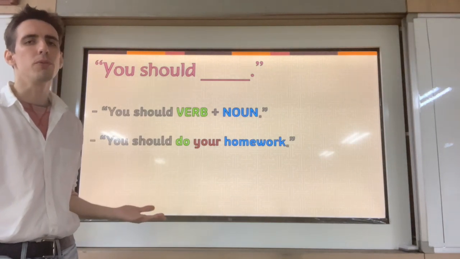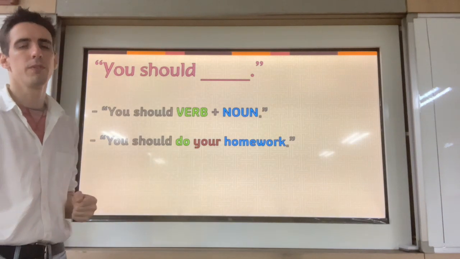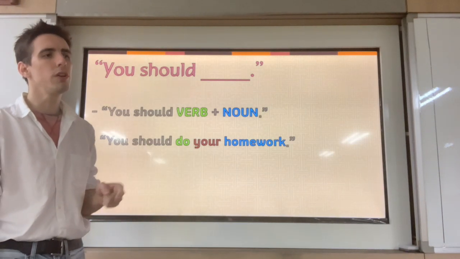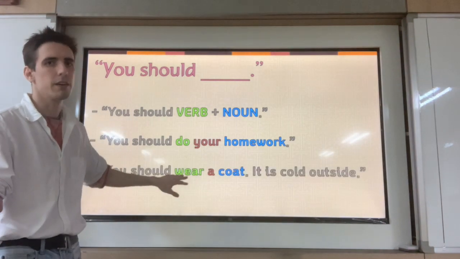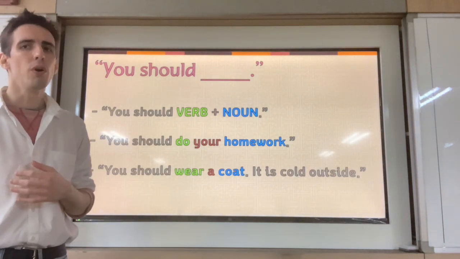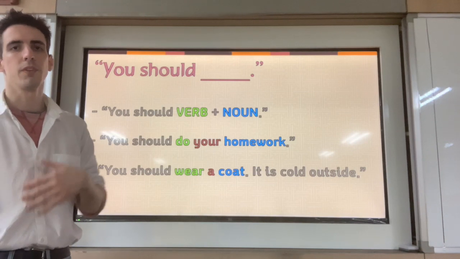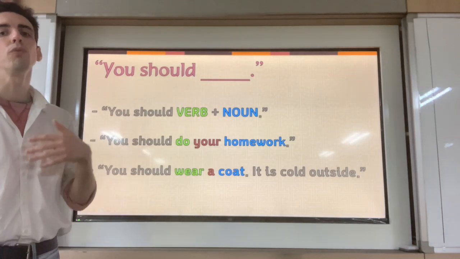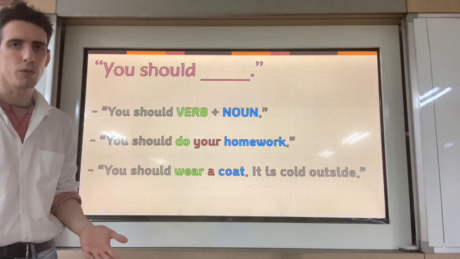What should I do? You should do your homework. Here's another idea. You should wear a coat. It is cold outside. Now your turn. You should wear a coat. It is cold outside.